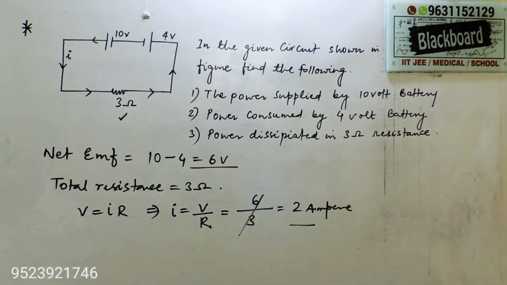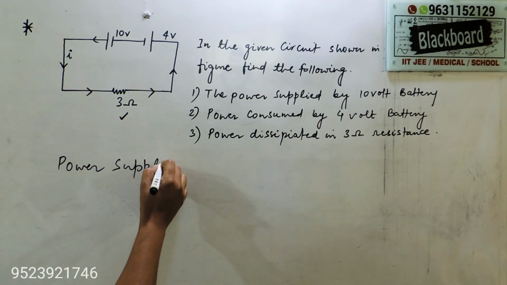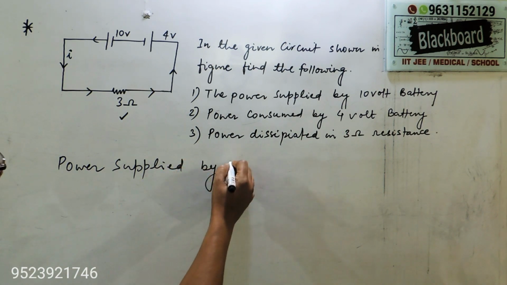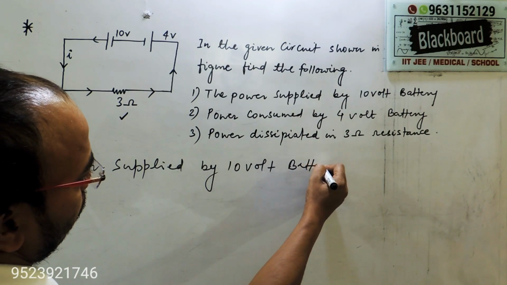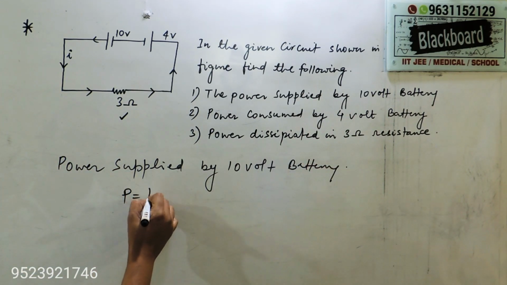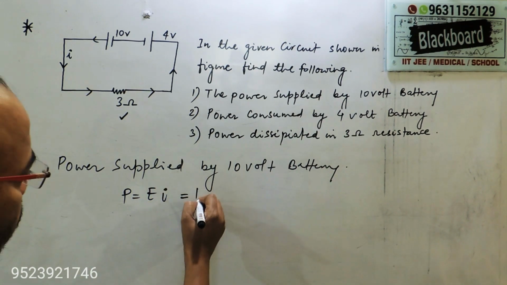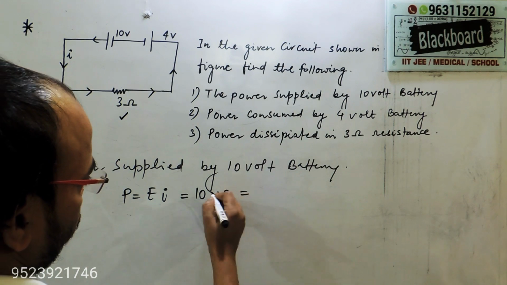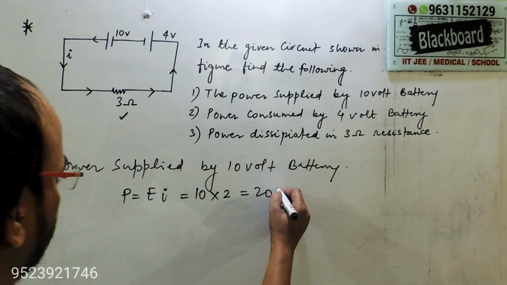2 ampere current is supplied by the 10 volt battery. Power is given by P equals EI. E is 10 and current is 2. That means this is 20 watt power.